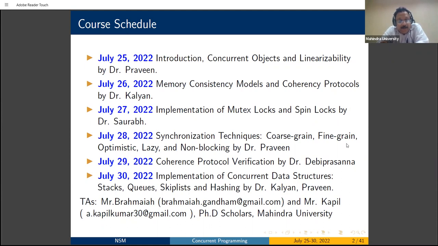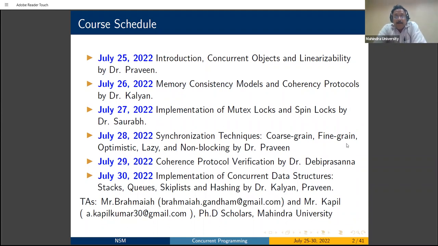At the end, most probably on the 30th, we are going to discuss concurrent data structures, stacks and queues. Anyhow, you have some idea about stacks and queues, so we will focus on skip lists and hash data structures. Here our main focus will be on how to develop such types of concurrent data structures.